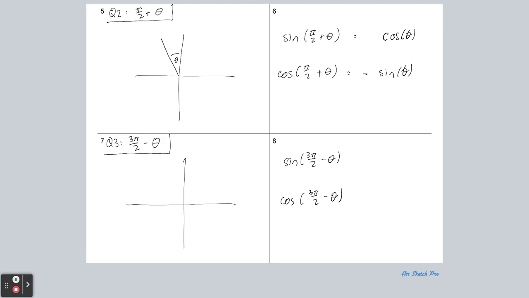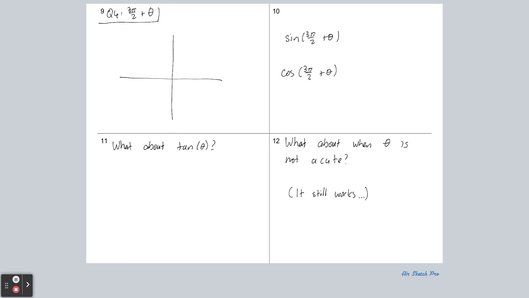So 3 pi on 2 minus theta is going to be from here down to here. So I'll just put my angle theta in here. And so we can see that in the third quadrant, we are going to have tan as positive and sine and cosine as negative. So sine of 3 pi on 2 minus theta is equal to negative cosine theta. So I've swapped over to cosine, and I'm going to swap over to sine, but I'm going to make it negative because the cosine of an angle in the third quadrant is always going to be negative.